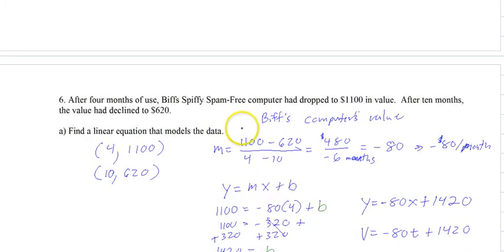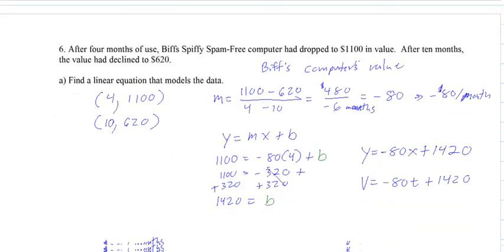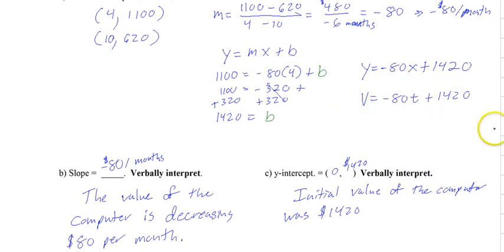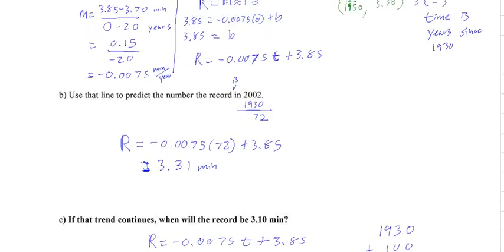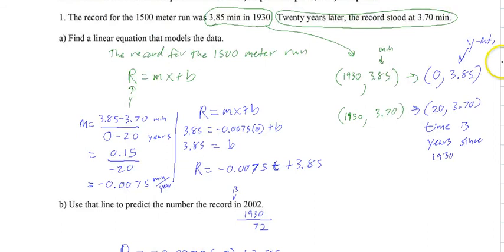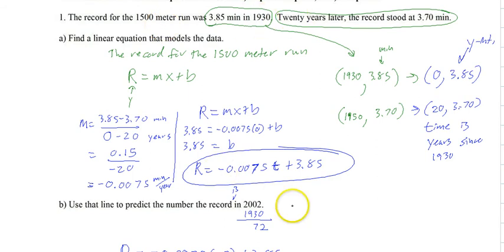And that's it. So when you create a formula, you need 2 points. Find the slope, plug it in to find the y-intercept. It gives you an equation. Remember, every number that you have here, you can think of as whatever the problem is about. So it's the value of the computer. This is a decrease in value per month, and this is the initial value. That's our word problem. And the one that we got here, our revenue formula, that's the decrease in the record for the 1500 meter run per year. And that's the initial one, which was 1930. That's it. Thank you.